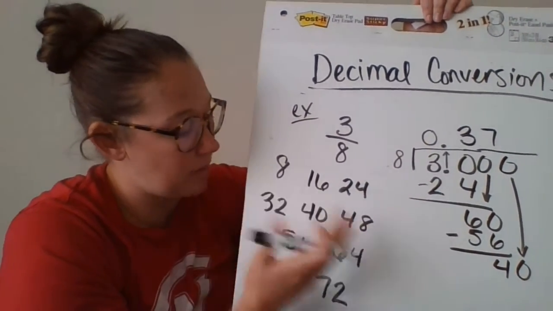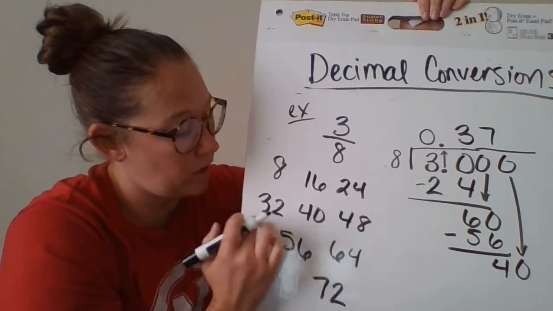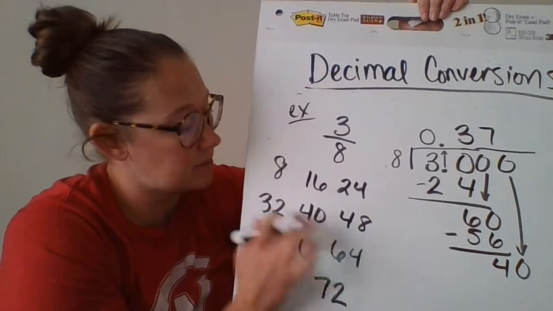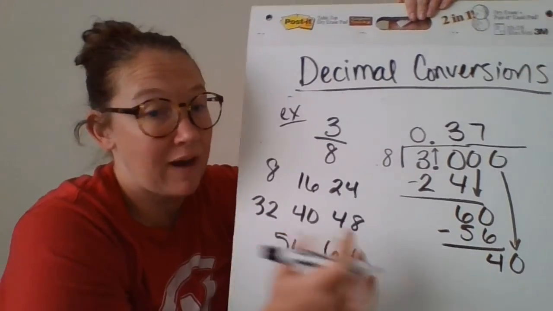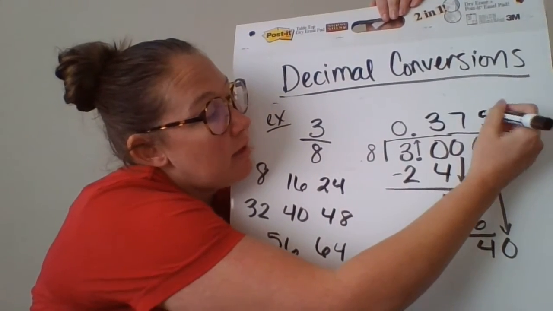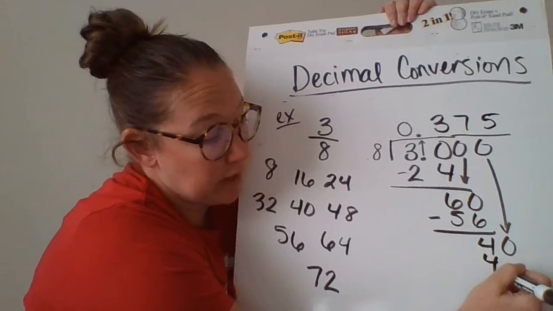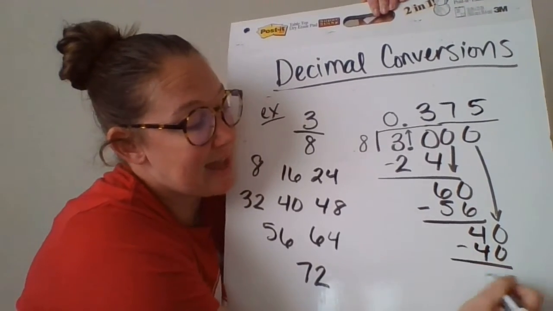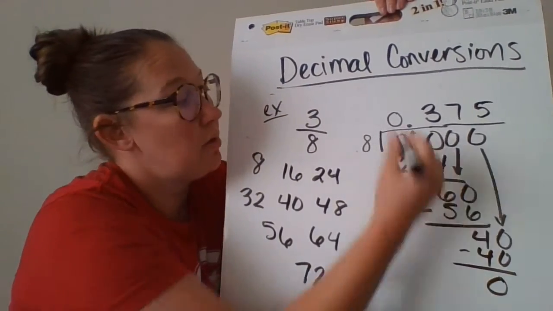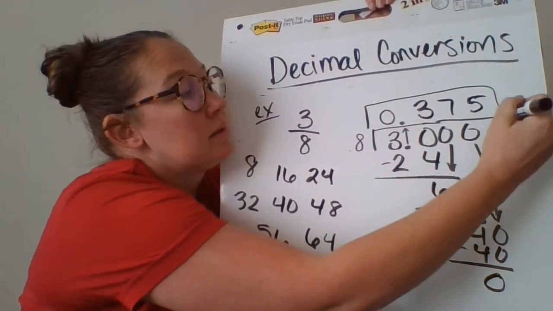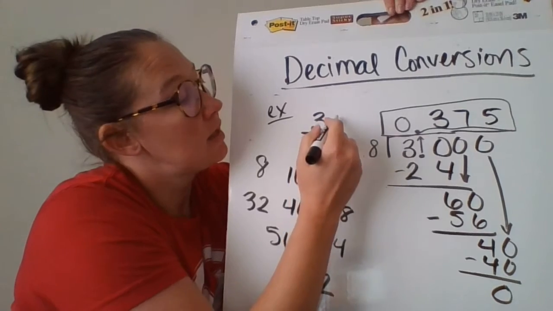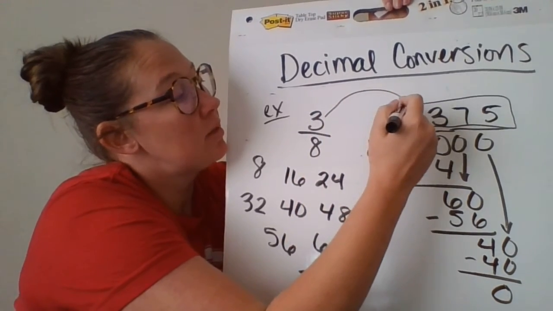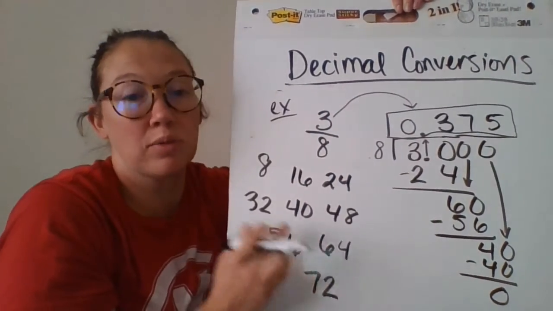Okay, 8 into 40, go back to my list. Which one gets me closest to 40? Oh, 40 is on my list. So that's going to be 1, 2, 3, 4, 5. 8 times 5 is 40. I'm going to subtract that, and I finally have my remainder of 0. So that means that 3/8 as a decimal is 0.375.